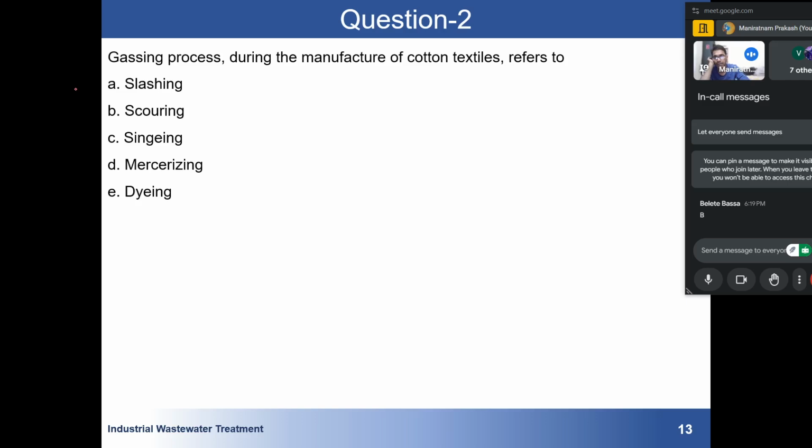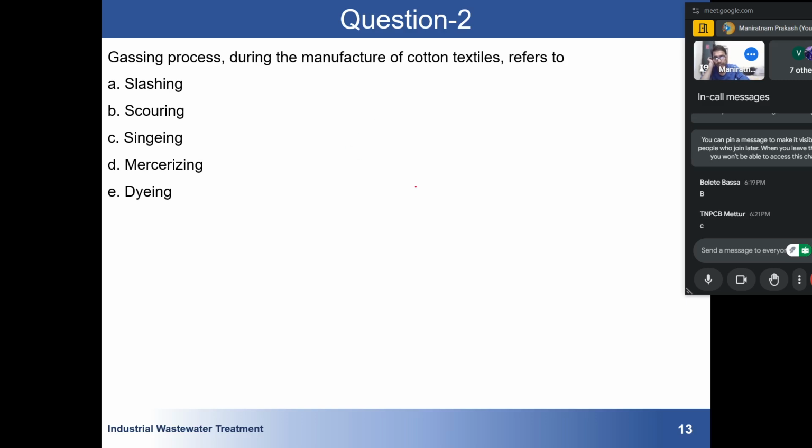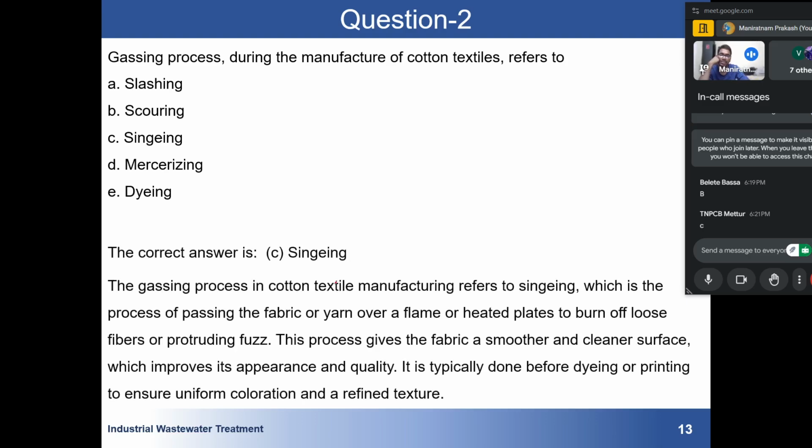Coming to question number two: the gassing process during manufacturing of cotton textile refers to. C. Anyone with another answer or the same C? Yes, the correct answer is C.